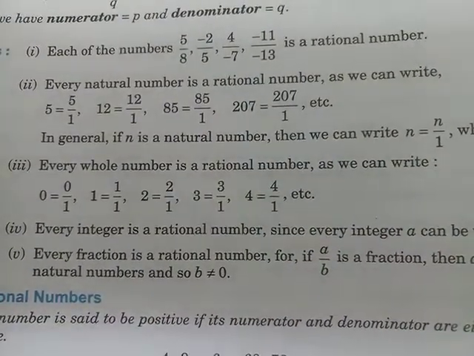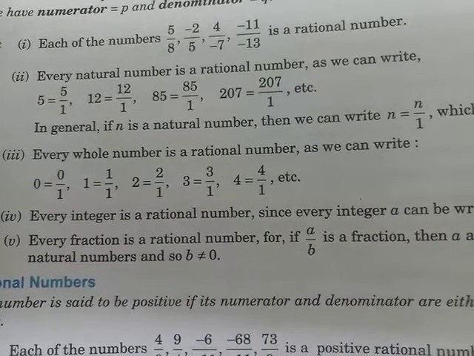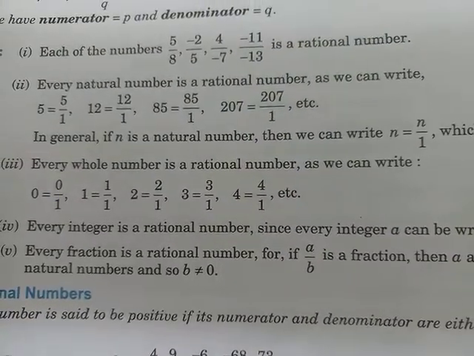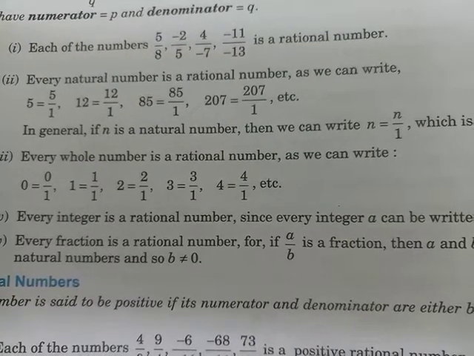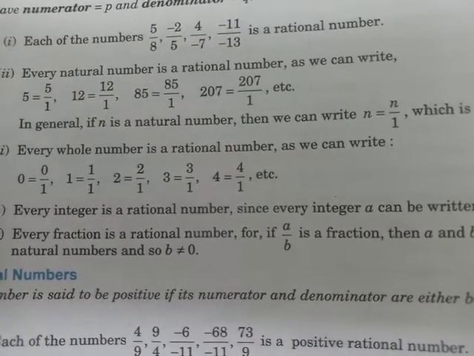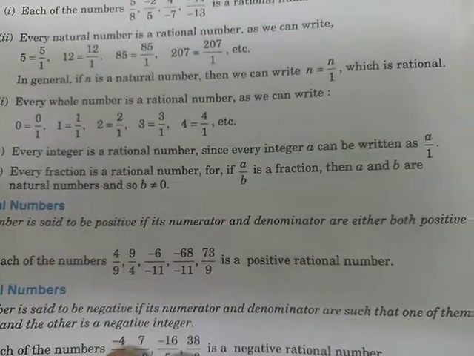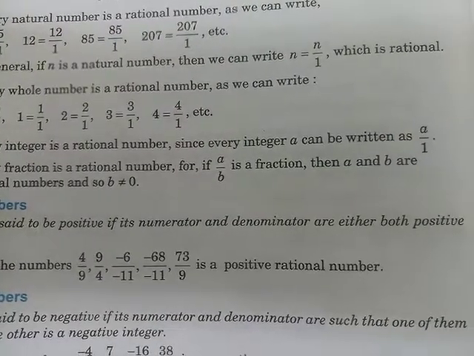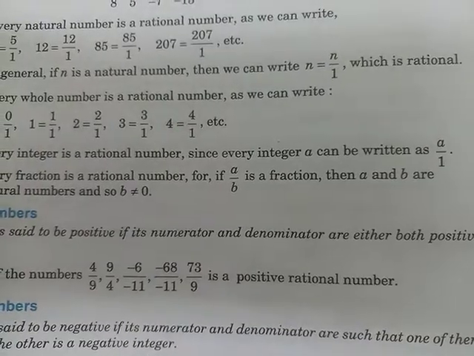0 is also a rational number because 0 can be written as 0 by 1. 1 is also a rational number because 1 can be written as 1 by 1. So every whole number can be written as a fraction with denominator 1. Every integer is a rational number since every integer can be written as a by 1, that is every integer can have 1 in the denominator.